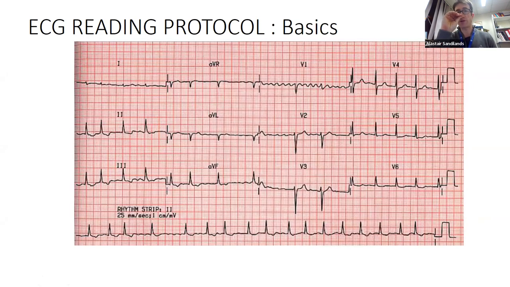Have a look at this example. Okay, so again, we're looking at the rhythm strip of our ECG, and perhaps now you can really ascertain that this is definitely irregular. The spacing between every QRS is so variable, and as well, there are no P waves at all. And so this is irregular, and this is atrial fibrillation.